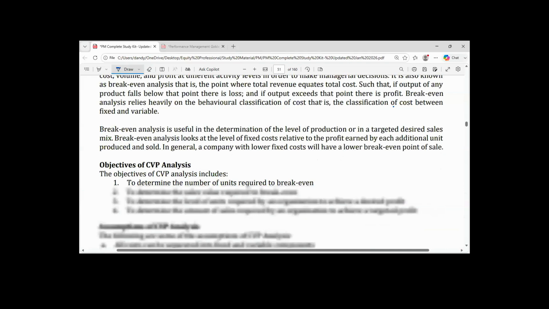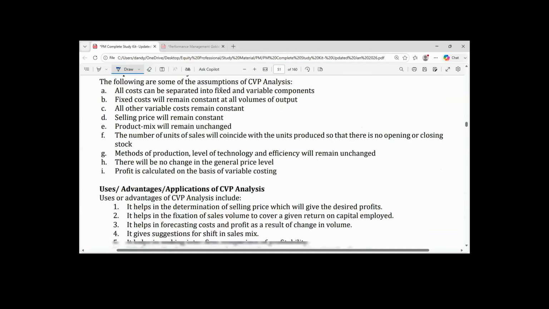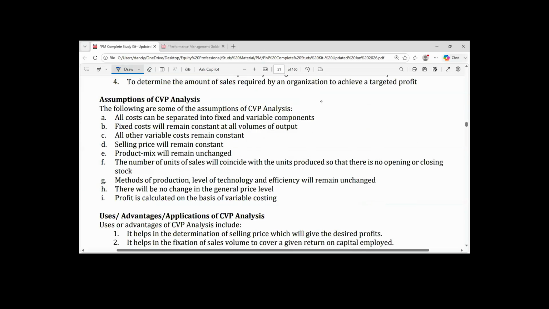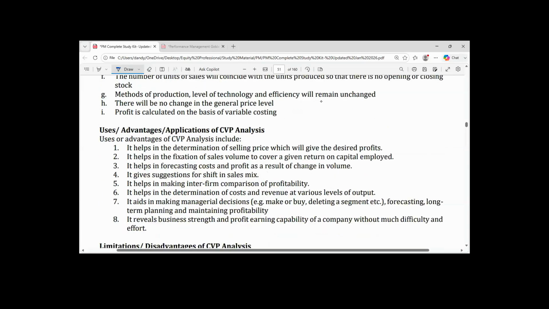On the underlying assumptions of CVP analysis, these things are examinable. All these scopes are examinable. So ensure you read them thoroughly. If you can master like 7 or 8 of them, put it in your class notes, so that your eyes will not skip it. Then you also need to learn about the uses or areas of application of CVP analysis.